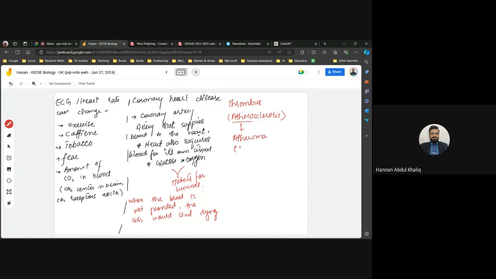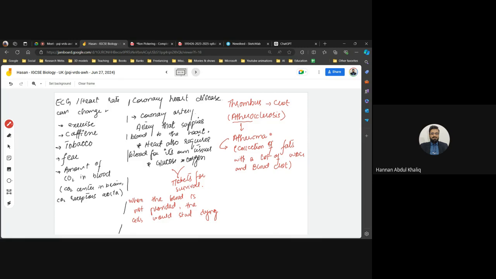Atheroma is a collection of fats with a lot of white blood cells, and blood clots. Basically, this is atheroma. The thrombus is only the clot, and atheroma is fats, white blood cells, and the blood clot. So that is basically the overall situation of the atheroma.